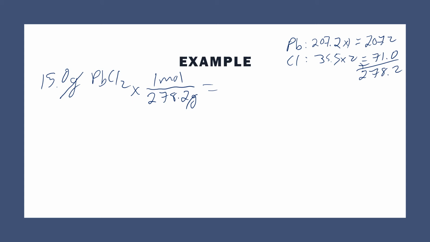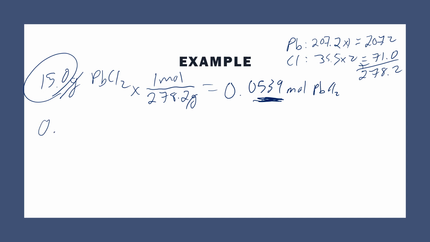And so when you calculate that, you get 0.0539 moles of the PbCl2. I'm using 3 significant digits here. The zeros at the front don't count, and I'm using those 3 because there's 3 in my original measurement. Now that we have moles, you can just use those moles if that's what you're looking for, or you can convert that into atoms or molecules.